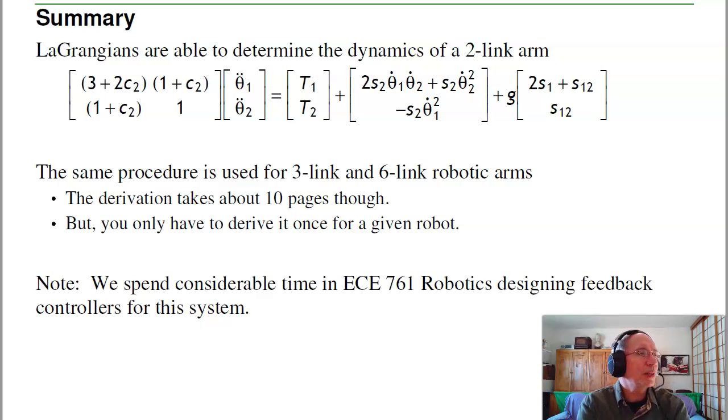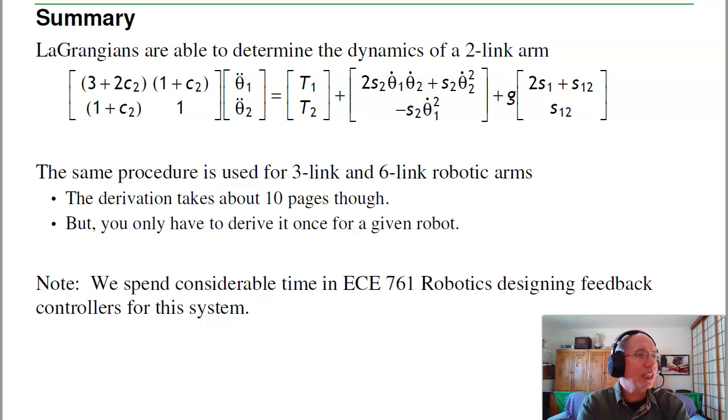So in summary, Lagrangians are able to determine the dynamics of a two-link robotic arm. The procedure is to find the kinetic energy and potential energy of each link. It's rather ugly, but not too bad. It's like a 2-page derivation. A 6-link robotic arm is about a 10-page derivation, so we'll leave that for a different course. Difficult, but at least for a given robotic arm, you only have to do it once.